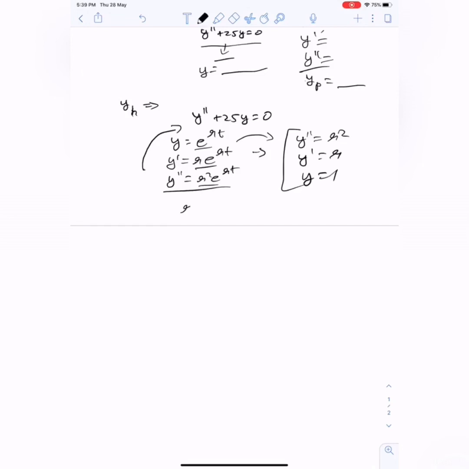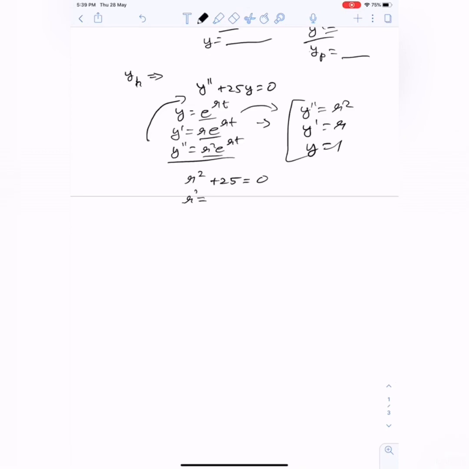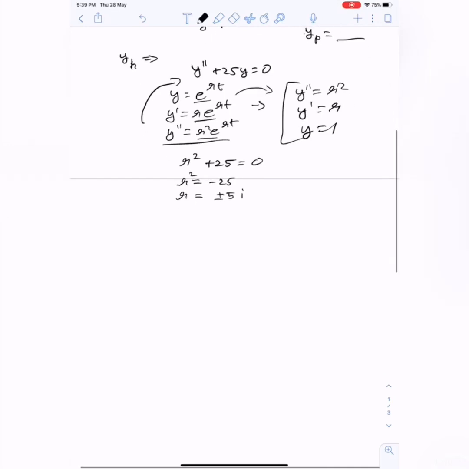So our characteristic equation would be r square plus 25 is equal to 0. So r square would be negative 25, and our roots would be plus or minus 5i. Our root is of the form lambda plus or minus mu i. Plus or minus 5i can be written as 0 plus or minus 5i. So lambda would be equal to 0 and mu would be equal to 5.